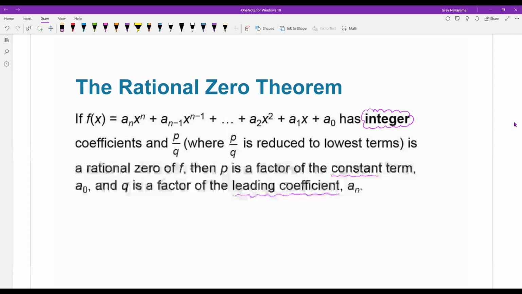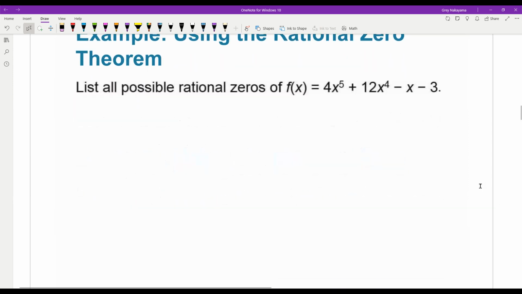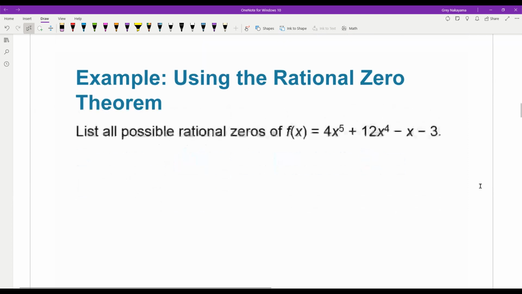So I find it easier to remember a visual. We know that this is p, that's q, and this is p. So I think of it like that, drawing an arrow. P is going to go over q, so I'm going to find the factors of p before I find the factors of q and list all the possibilities. So this is an example of what you'll have to do.